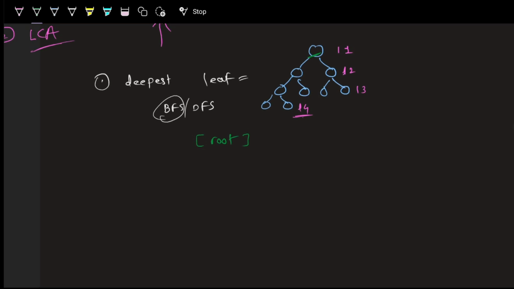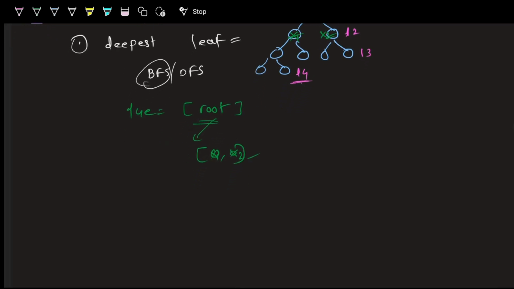Then we process all the nodes at that level. So for the root node, I will process it in the queue. I will pop it, and I will put all the children of the root node, that is this and this. Let's call this x1 and this x2. So this is my x1, this is my x2, correct?